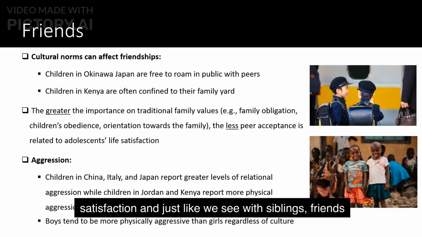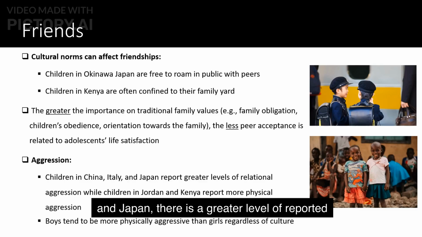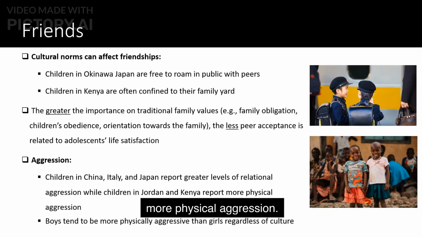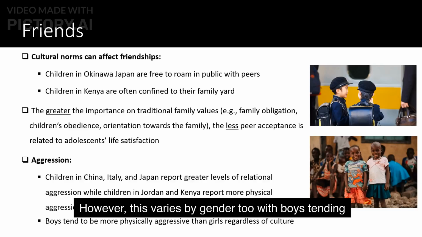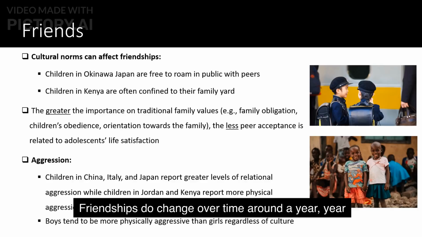And just like we see with siblings, friends fight. Looking at aggression in children in China, Italy, and Japan, there is a greater level of reported relational aggression where someone might gossip and say something mean about them or spread rumors, while children in Jordan and Kenya report more physical aggression. However, this varies by gender too, with boys tending to be more physically aggressive than girls.